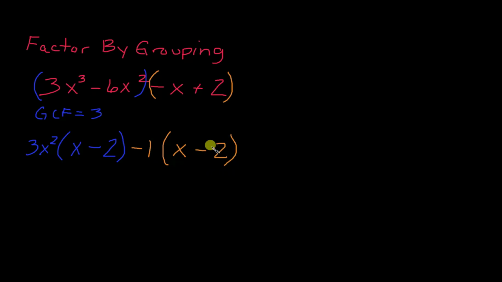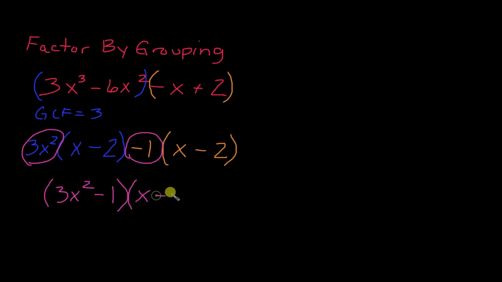You will see that this new term, x minus 2, matches this x minus 2. So the way we rewrite our new answer, I'm going to do this in purple, is you take the terms that you pulled out and write them in parentheses: 3x squared minus 1. Then, since these 2 terms are alike, you only need one of them, and you just rewrite one of them down here like this.